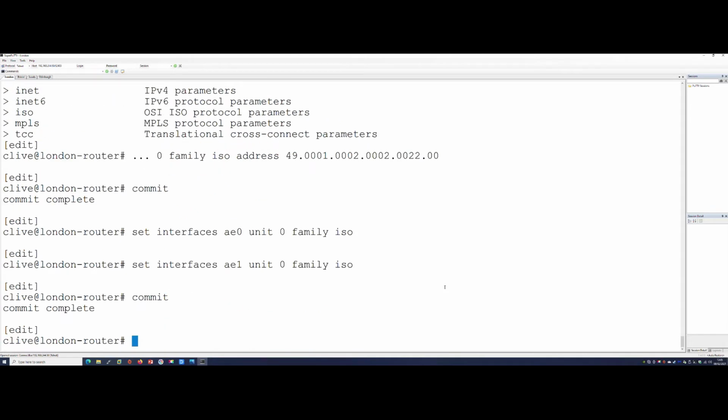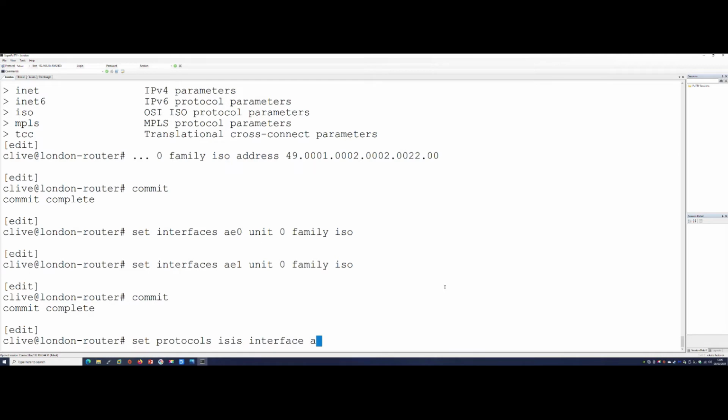That isn't the end of it though, because as I'm sure you're aware with Juniper systems and any other systems, we have to set the actual protocols themselves. So now we do set protocols isis, and we put our interfaces in this.